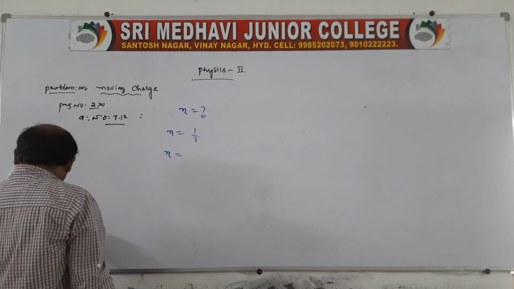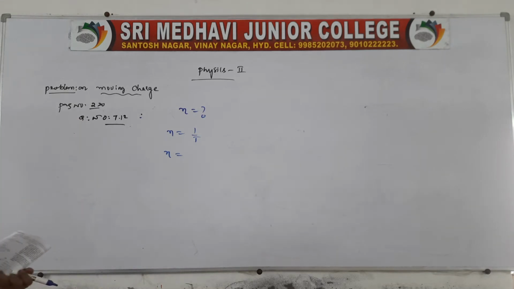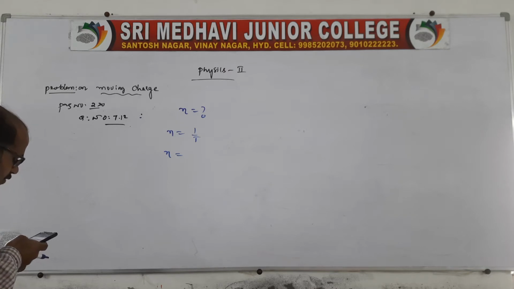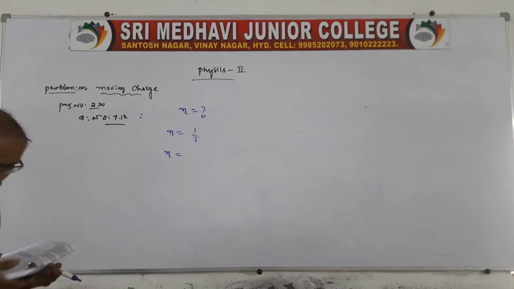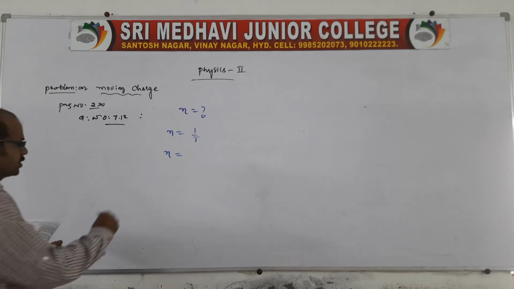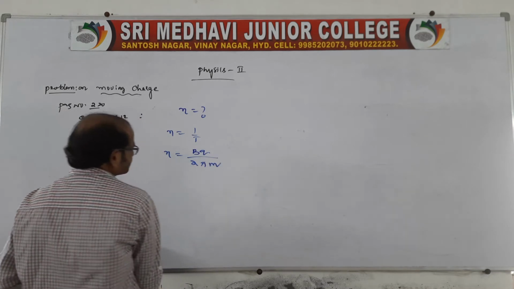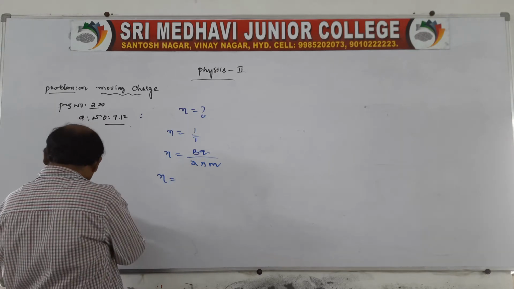Therefore, we get the frequency formula. Frequency will be BQ by 2 pi m. You write it as BQ by 2 pi m. Yes. Here, n is equal to, B we know from the above problem.